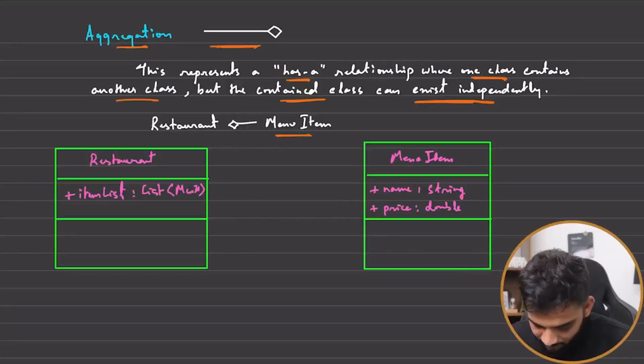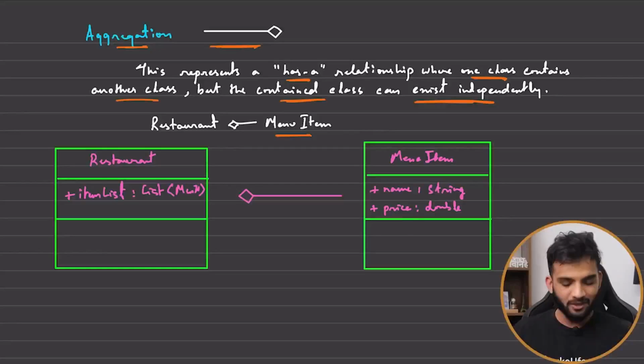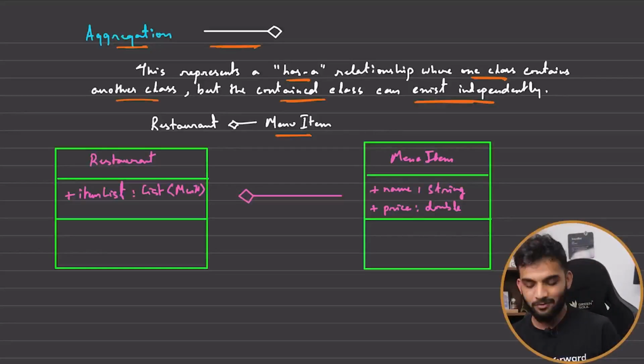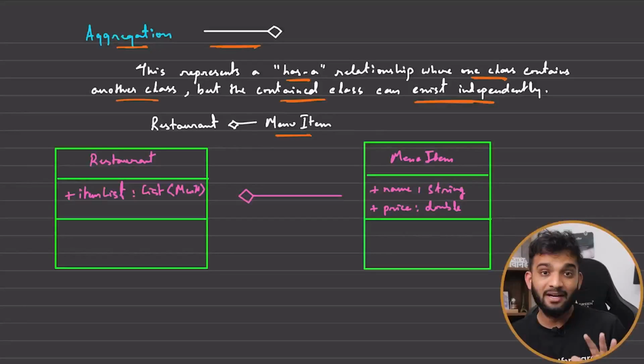Again, I'm very bad at drawing, so throughout the entire playlist, please forgive me for that. I'm not that great with these kinds of things. But eventually, if I'm able to explain it to you, that matters. So we understand the aggregation relationship, isn't it?